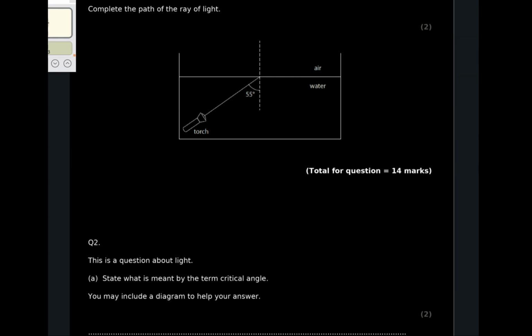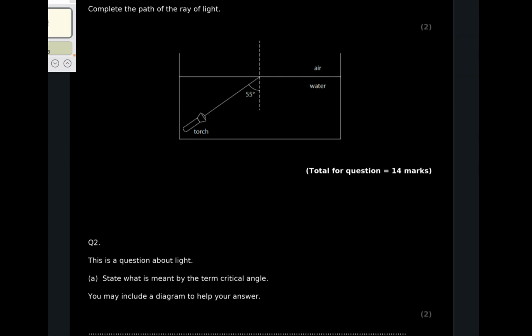Now, when this ray of light is moving from water to air, when the angle of incidence, for instance, in this case here, is 55. If this angle of incidence is 55 and it's more than the critical angle, then in that kind of scenario, refraction will not take place, but total internal reflection will occur. So complete the path of the ray of light.